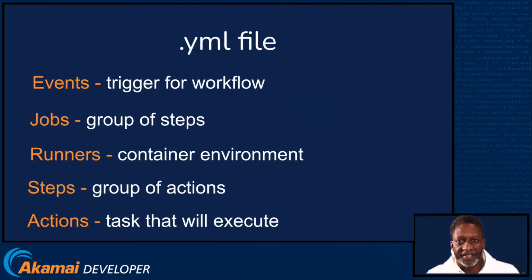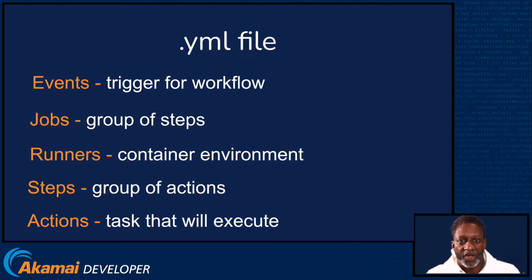GitHub Actions are defined in a workflow YAML file, which specifies events, jobs, runners, steps, and actions. Events are the trigger for the workflow. For example, do something on every push to the repository. Jobs are a group of steps and actions. Runners are the container environment upon which the code runs. By default, GitHub runs this container for you, but you can host your own runner if you'd like to. Steps are a group of actions within a job, and actions are the activities themselves that get run.